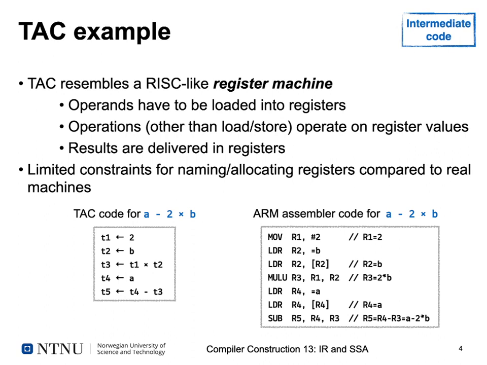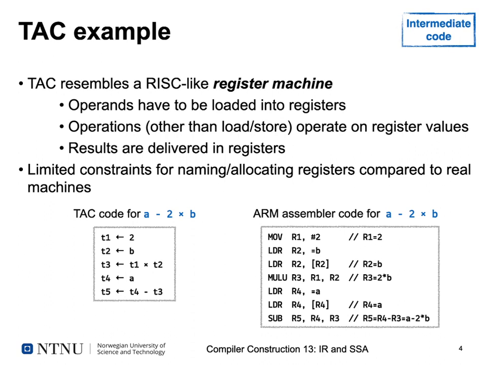Compared to a real RISC machine, we have limited constraints for naming and allocating registers, so we can have arbitrary names, we can have an arbitrary number of virtual registers, whereas in a real physical machine we would be constrained by whatever number of registers, for example, our machine would allow.